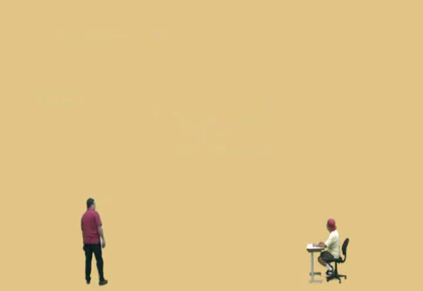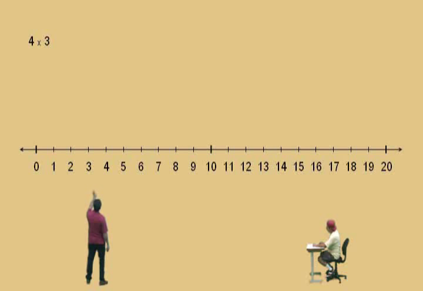So here we go, Charlie. Now, let's look at 4 times 3. Again, we're going to look at it from the addition standpoint. If we want to do 4 times 3, Charlie, pay attention here. Let's look at this number line. 4 times 1 is actually 4. And 4 times 2 is actually 8. That's true.